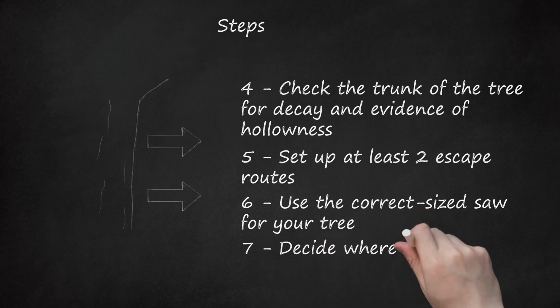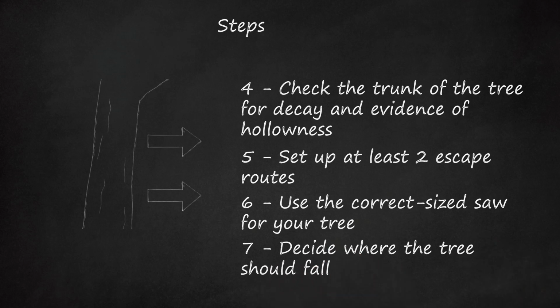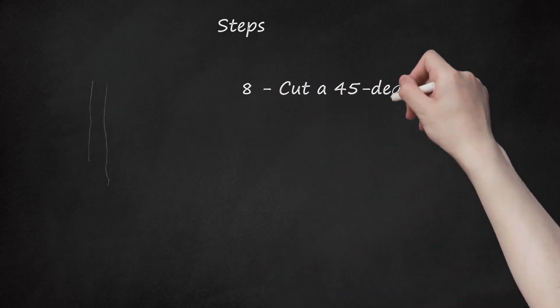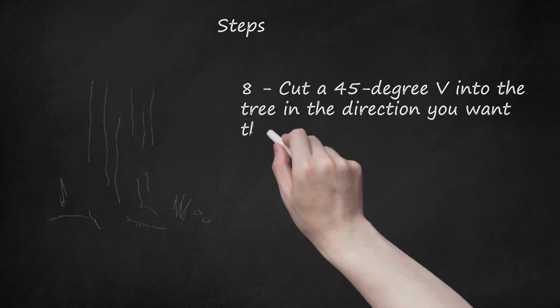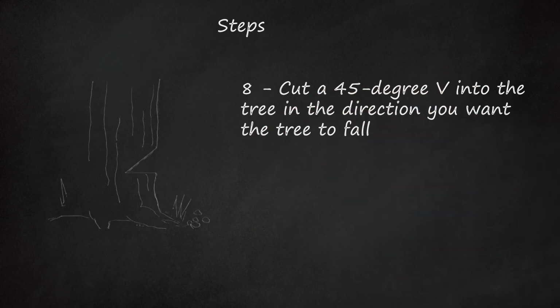7. Decide where the tree should fall. 8. Cut a 45-degree V into the tree in the direction you want the tree to fall. This is called the undercut, and it should be about 1/4 of the tree's diameter deep.